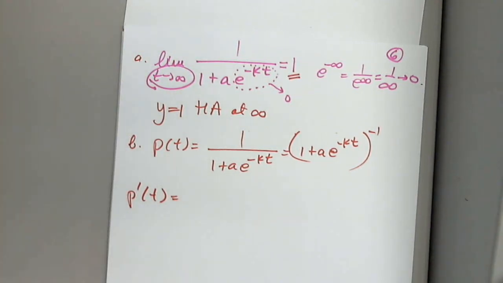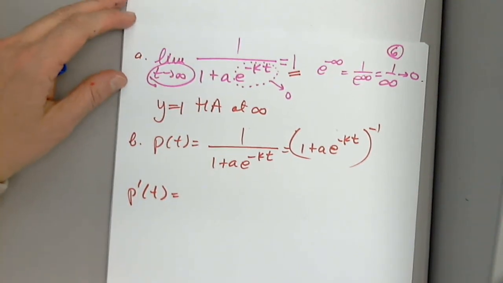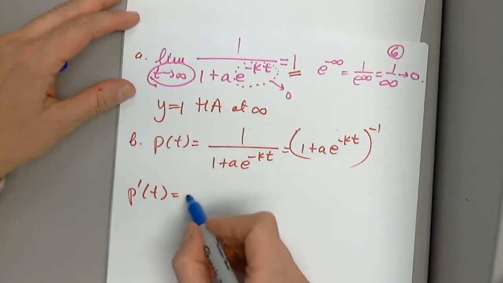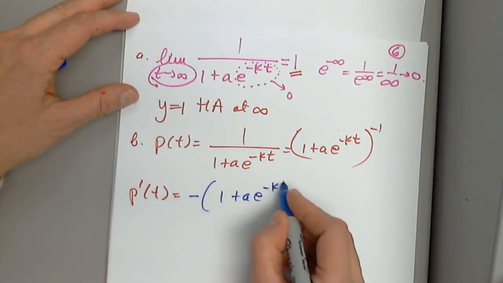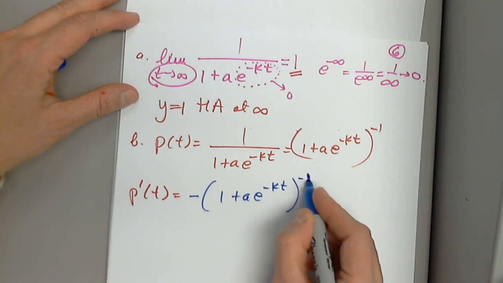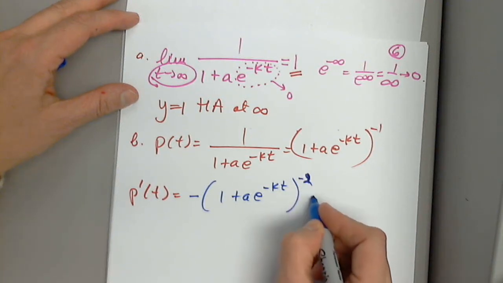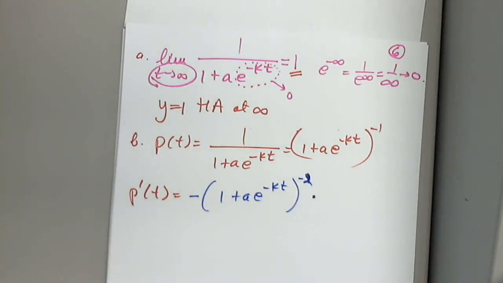Can anyone dictate? Stop. First step. Can I help with that, or you're fine? Okay. We bring down the power. We subtract 1 from the power. So now we have to differentiate the inner function carefully and slowly. When I differentiate 1, what do I get? 0. When I differentiate a constant times a function, the constant stays outside.